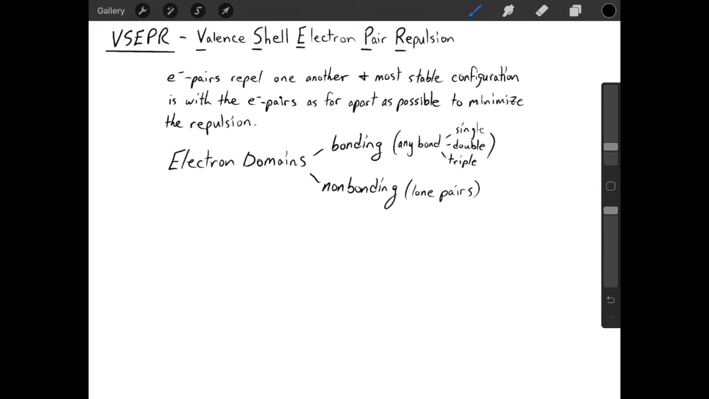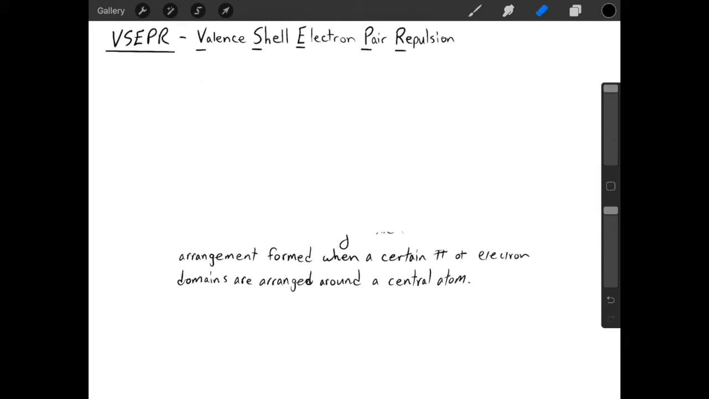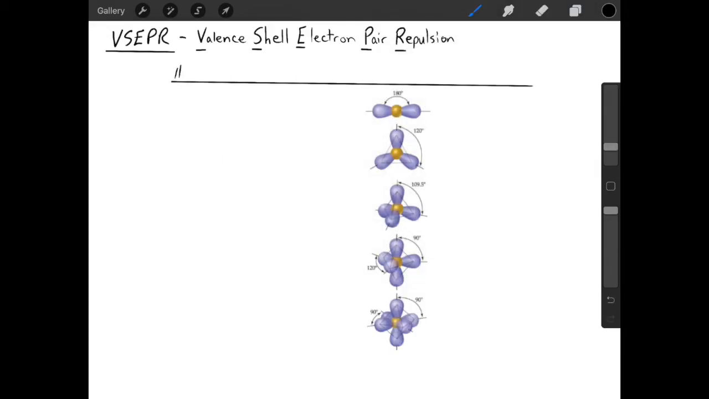Electron domains are arranged around a central atom, and they repel each other. And depending on the number of domains you have, you end up with characteristic shapes called electron domain geometries. These geometries are characteristic for a certain number of electron domains, and they provide a baseline for talking about shapes. So we'll look at domains up to 6.